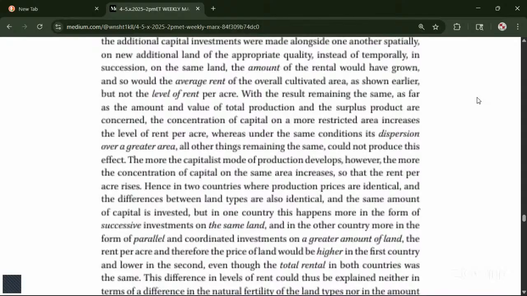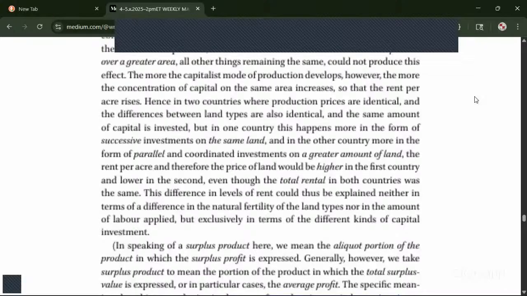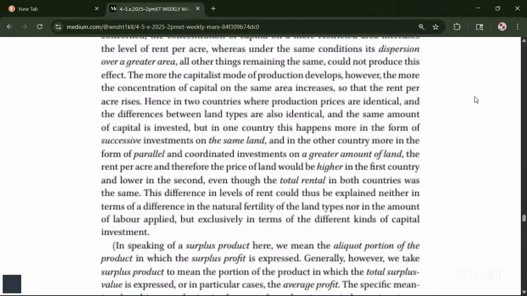This difference in levels of rent could thus be explained neither in terms of a difference in the natural fertility of the land types nor in the amount of labor applied, but exclusively in terms of the different kinds of capital investment.